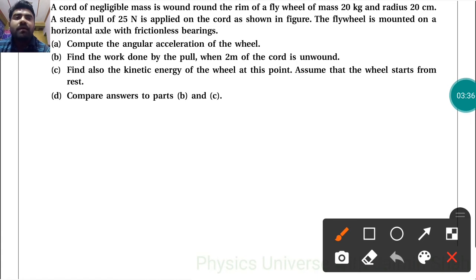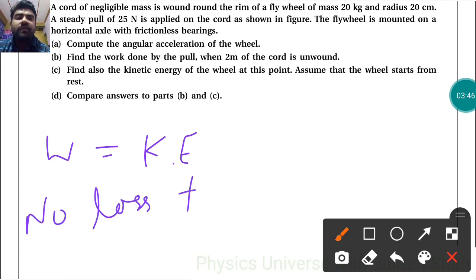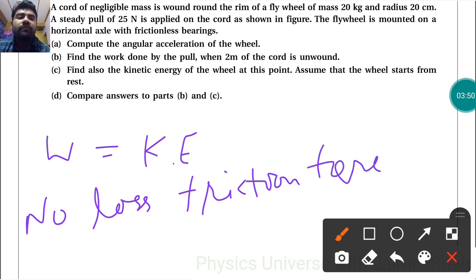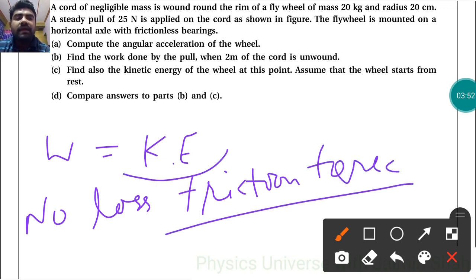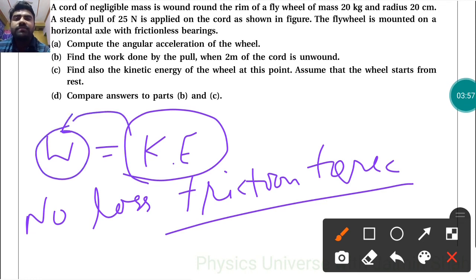See here, the work done by the pull is equal to the kinetic energy of that object, because here there is no loss due to frictional force. So if there is no loss due to frictional force, then the work done is completely converted into kinetic energy. There is no loss.